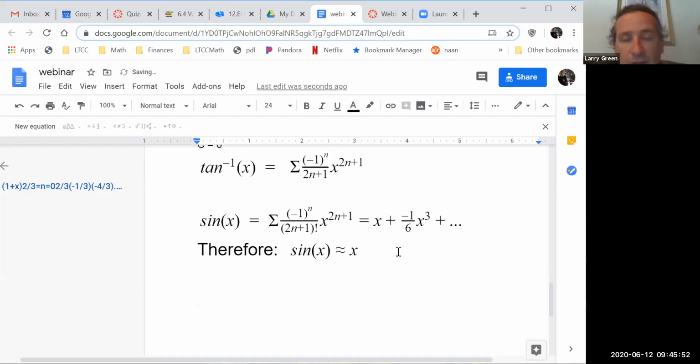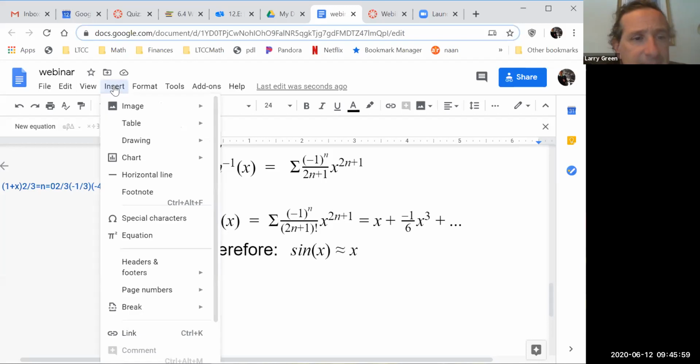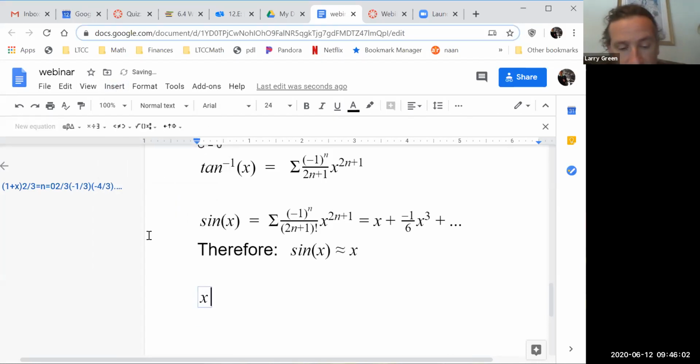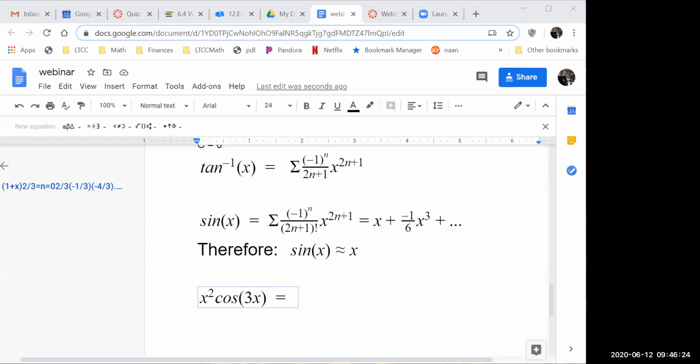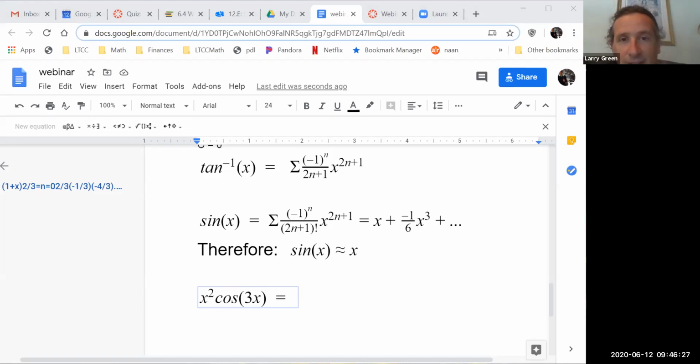And similar, you could do all kinds of different things. So for example, what if we wanted x squared times cosine of 3x, and we want a power series for that. What could we do? You could take derivatives until you got 0. You could do that, but that's no fun.